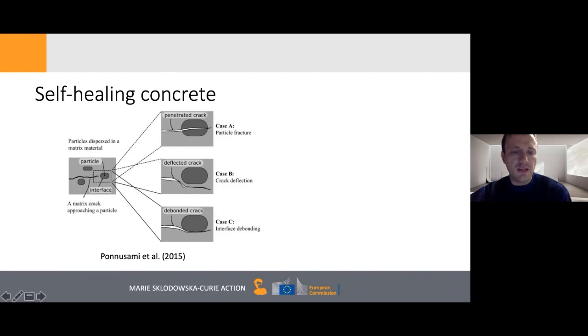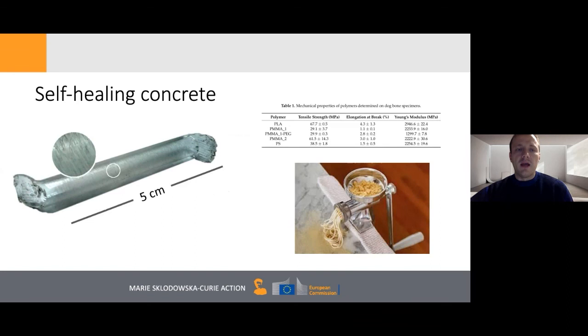And the third case is when you have debonding of the capsule. In that case, some self-healing mechanisms are okay, for example SAP, while some still are not activated by this, for example encapsulated adhesives. So you need to make sure that you design a material so that you can have a self-healing mechanism activated.